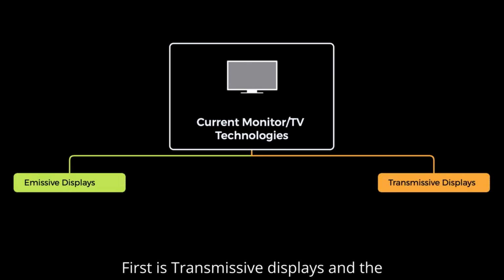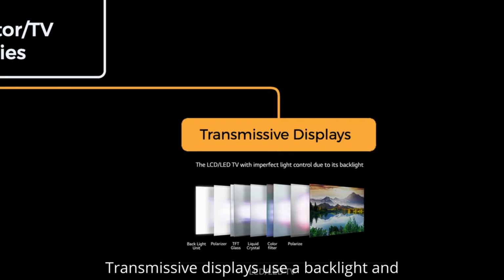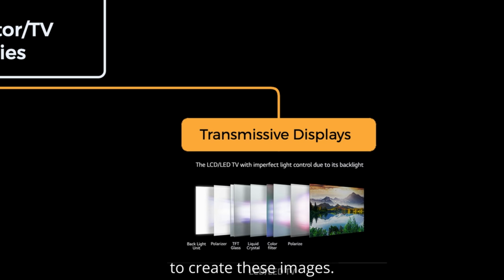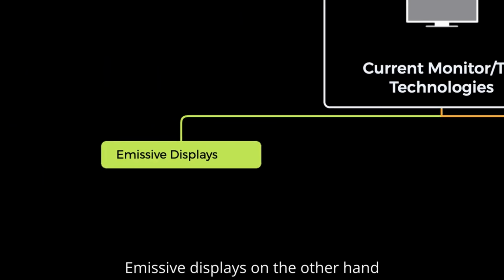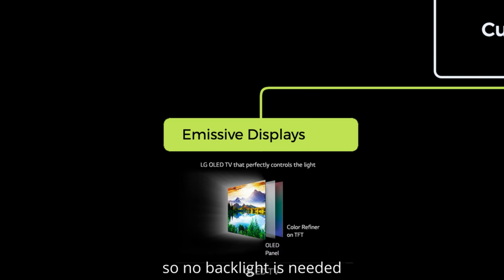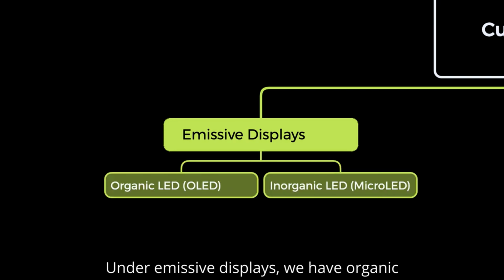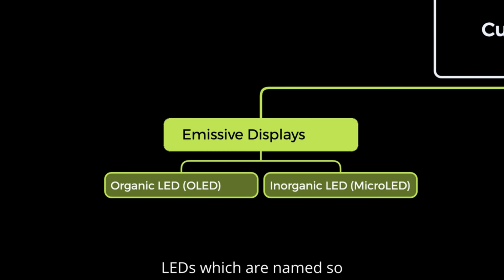TV comes in two main categories. First is transmissive displays, and the second is emissive displays. Transmissive displays use a backlight and manipulate the light to create these images. Emissive displays, on the other hand, generate their own light, so no backlight is needed, which obviously equates to perfect blacks. Under emissive displays, we have organic LEDs, which are named so because they have compounds that contain carbon.